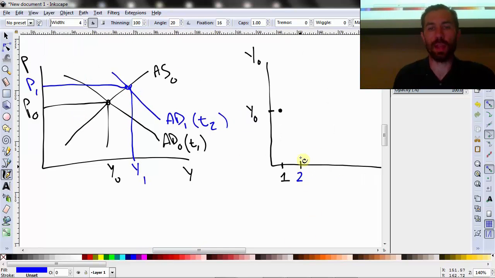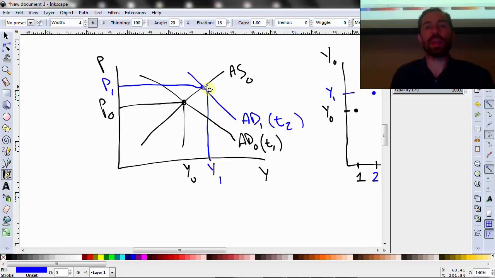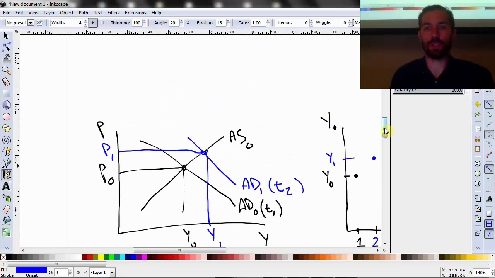What happened then at T2? Well, we moved from output level Y0 to output level Y1. So now we have a higher level of output, Y1, at T2. Okay? But laborers might not have access to the full information set when prices change, but slowly they gain access to that information and they update their decisions.